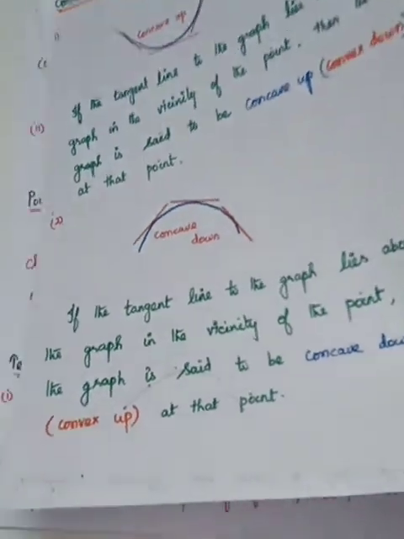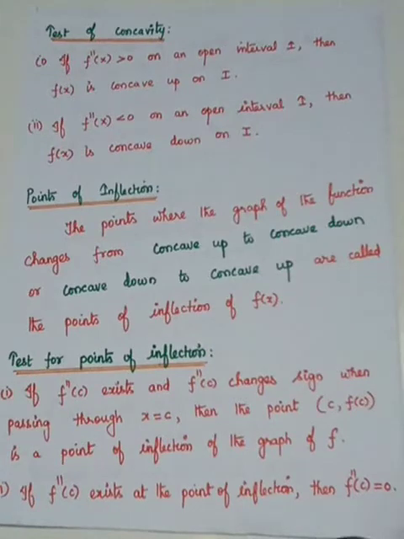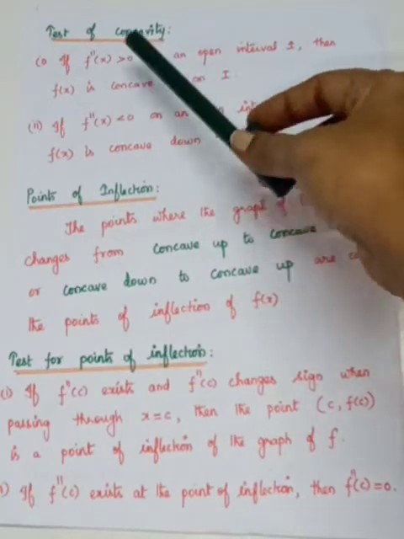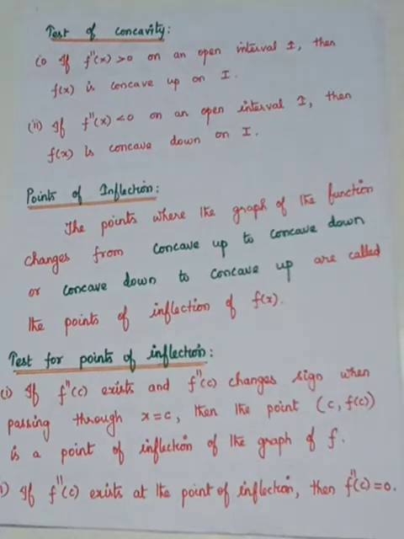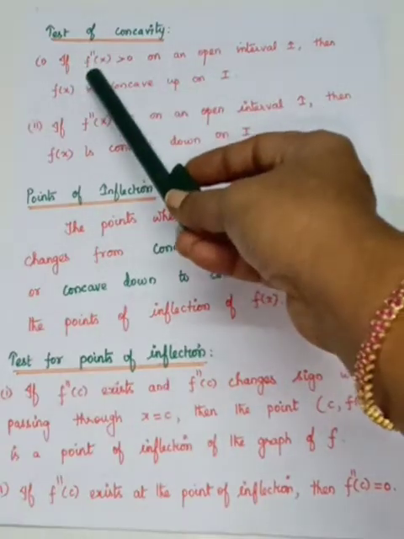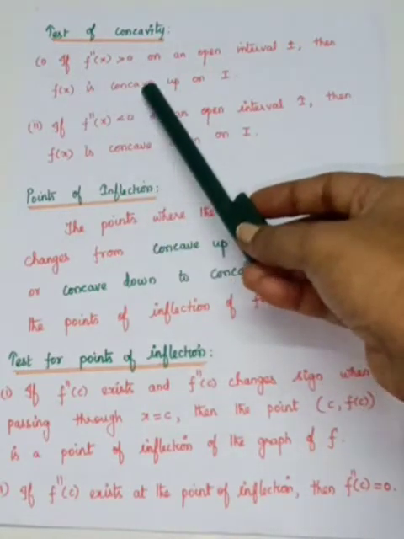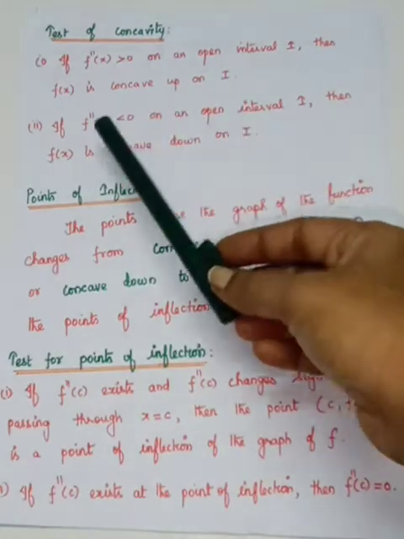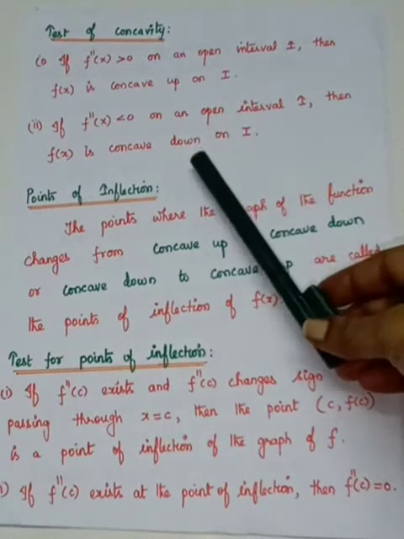On seeing the diagram we can easily identify whether it is concave upward or concave downward. But if a problem comes, we should know some procedure. So what do we have to do? The test of concavity. If f double dash of x is greater than 0 on an open interval I, that is, the second derivative is greater than 0, then the function is concave upward on that open interval. If f double dash of x is less than 0 on an open interval, then the function is concave downward.